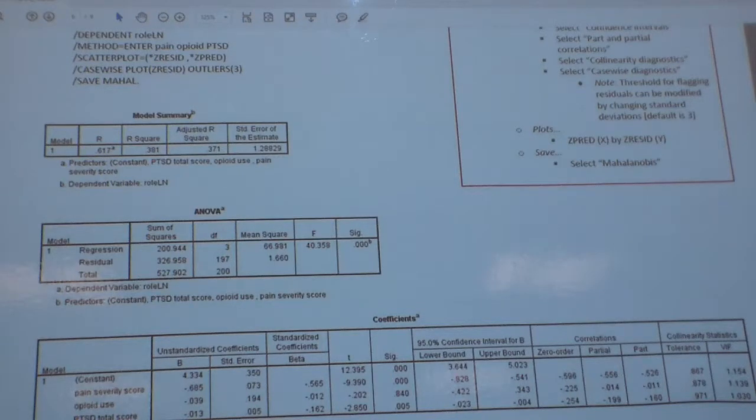So your semi-partial correlation and your standardized coefficient are very similar, right? Both of these are looking at the unique relation between your predictor and your outcome. The denominator just switches around a little bit. You can't square this and make an interpretation of it, but you can square your semi-partial correlation and say that about 28% of the variability in the natural log of role functioning is uniquely attributable to pain severity score controlling for opiate use and PTSD.